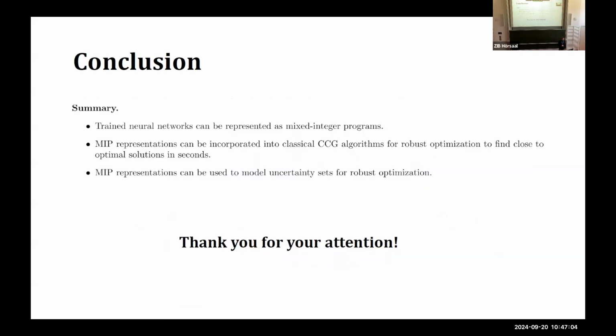Yeah, then I would like to finish here. So what I showed you is you can model neural networks which are trained as mixed integer programs. These MIP representations are very useful. So you can implement them in the CCG, for example, you can implement them in many other ways. You can model uncertainty sets by it.